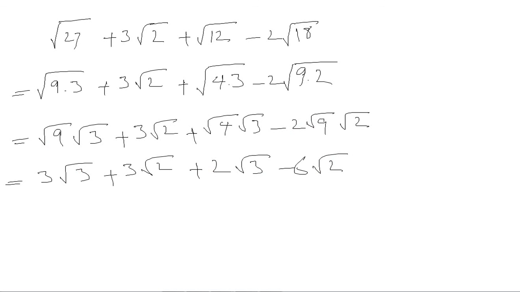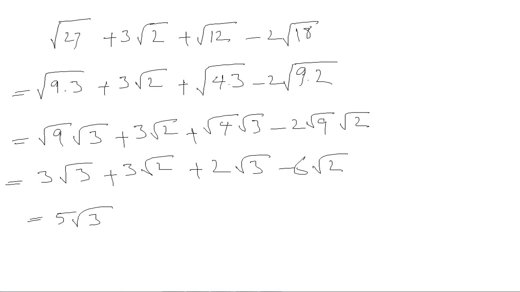Okay, now, how do we proceed? Here, you can just add up the like terms. The like terms are those radicals that have the same index and the same radicand. So, I have 3 radical 3 here, and I have 2 radical 3 here. 3 radical 3 plus 2 radical 3 is 5 radical 3.